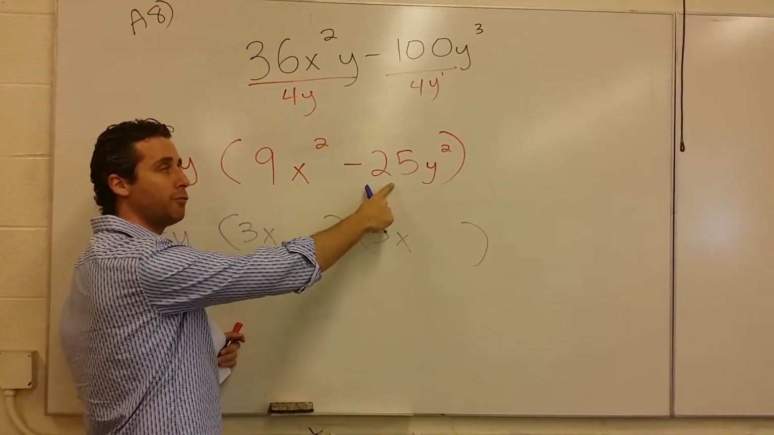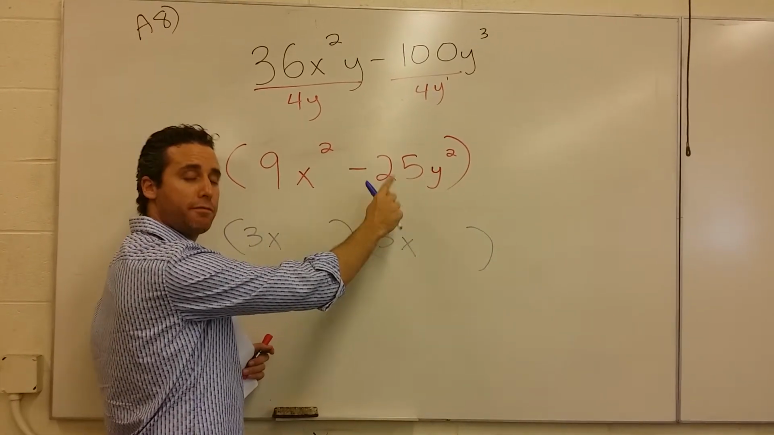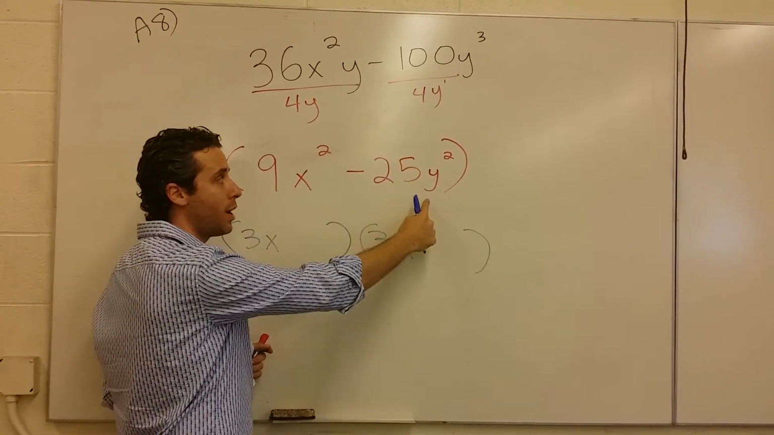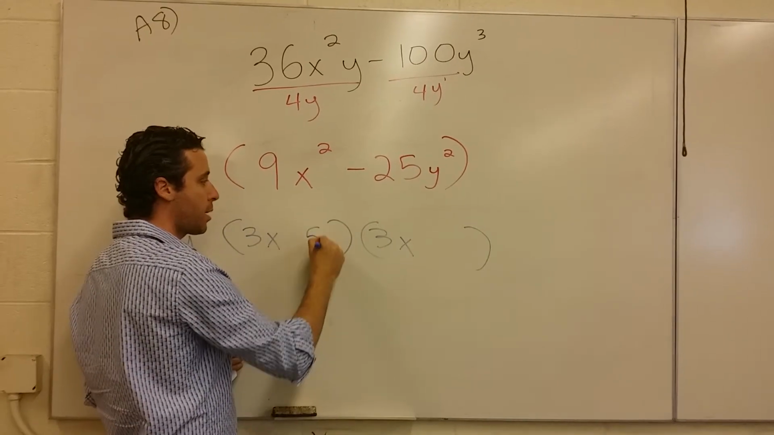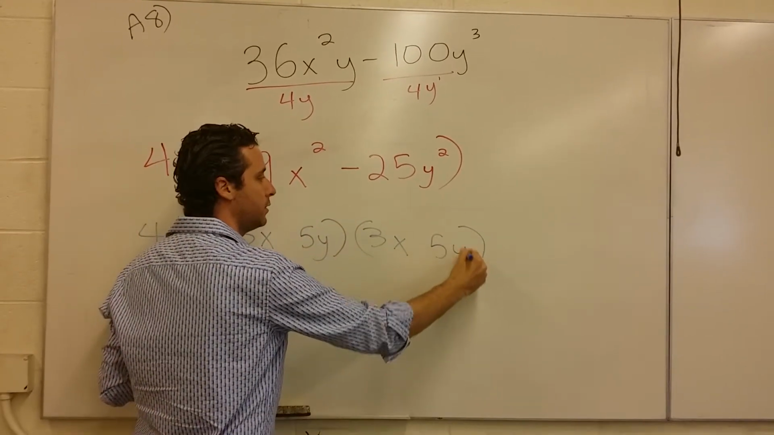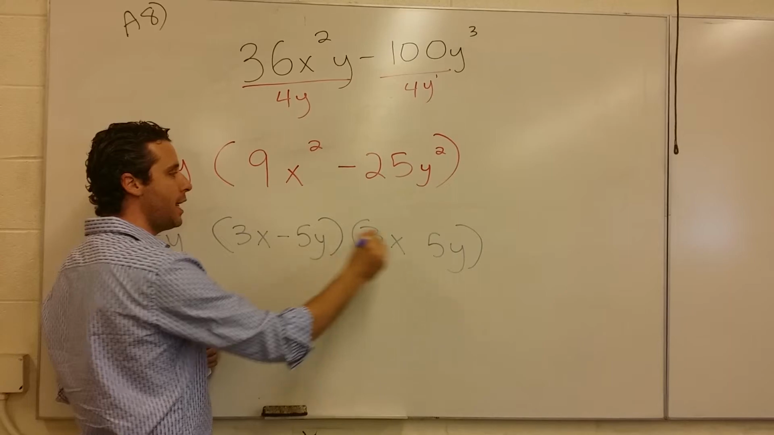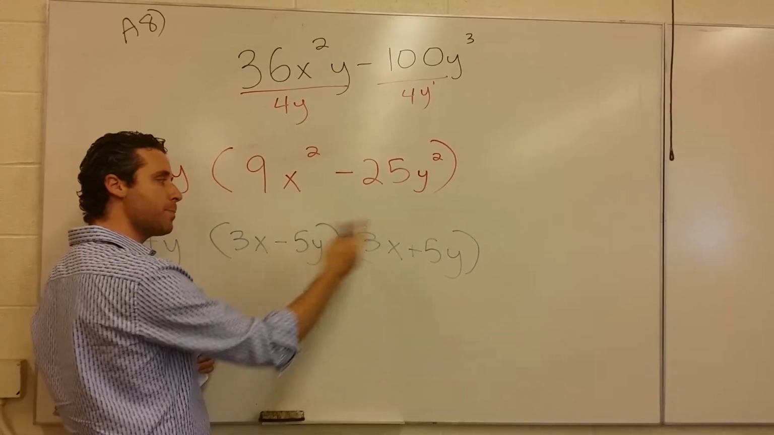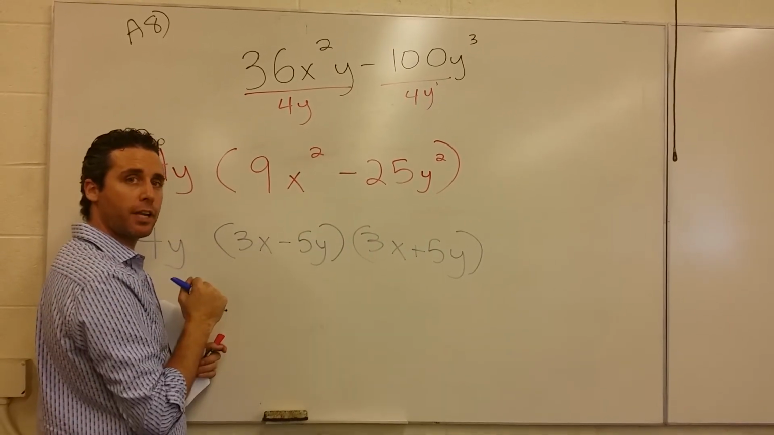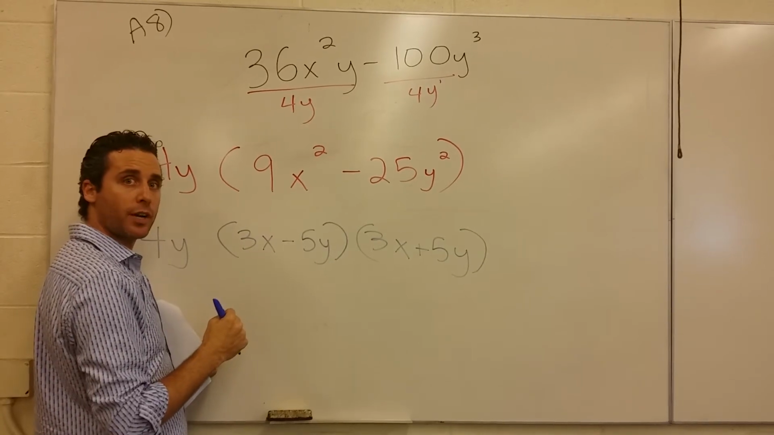And then what times itself will give us 25y squared? Well, 5 times 5 gives us 25. Y times y gives us y squared. So that'll be a 5y and a 5y. And then put a plus by 1 and a minus by the other, or a minus by 1 and a plus by the other. It wouldn't matter. Either way is correct. We just got to match it up with one of the correct choices.